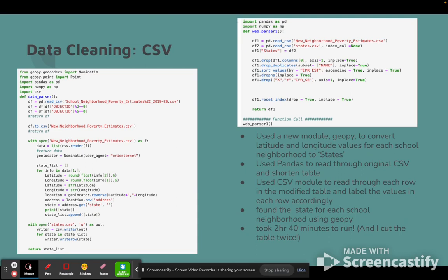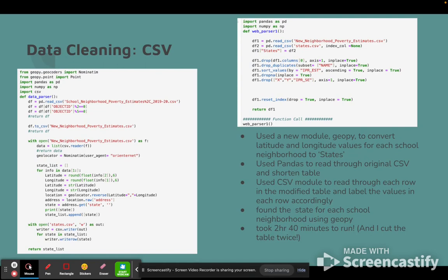Then for my data cleaning, starting with the CSV, I used a new module called GeoPy to convert latitude and longitude values for each school neighborhood to states. I also used pandas to read through the original CSV and shorten the table because it was too large. I used the CSV module to read through each row in the modified table and labeled the values in each row accordingly. I then found the state for each school neighborhood using GeoPy.